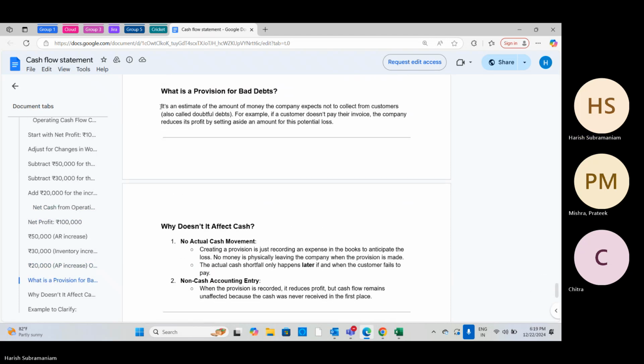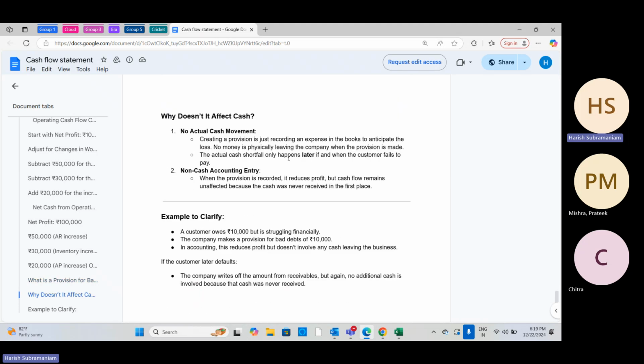So it's an estimate of the amount of money the company expects not to collect from customers, right? If a customer doesn't pay, the company reduces its profit by setting aside an amount for this potential loss. But creating a provision is just recording an expense to anticipate the loss. There is no money that is physically leaving the company. The actual cash shortfall happens later if and when the customer fails to pay.